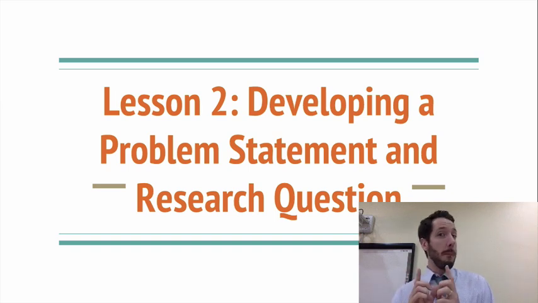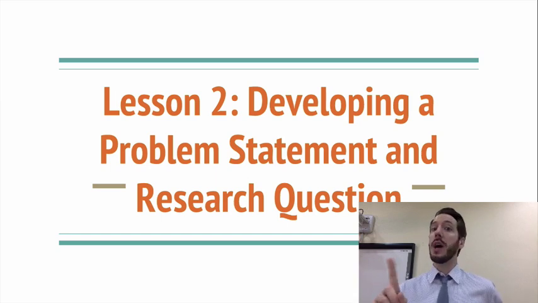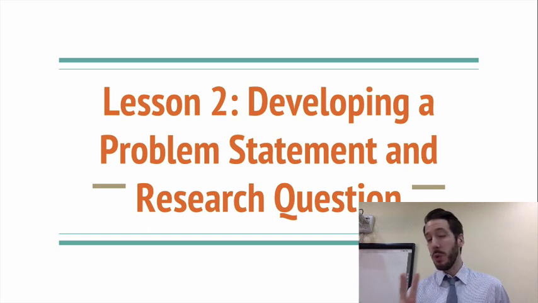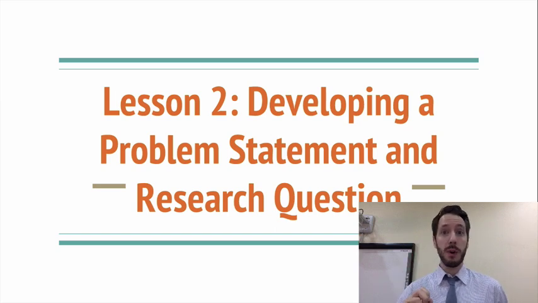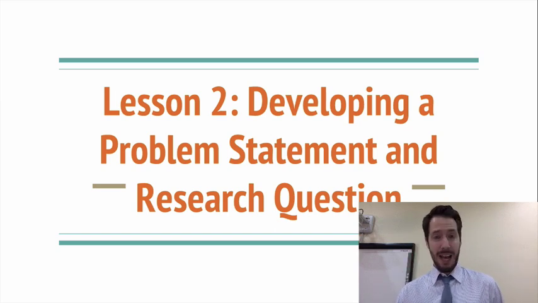Now, the two most important things in a research paper are the research question that you've identified and the methodology that you will use to answer that research question. Today's video talks about the first of those two most important components. Hope you're excited. I'm excited.